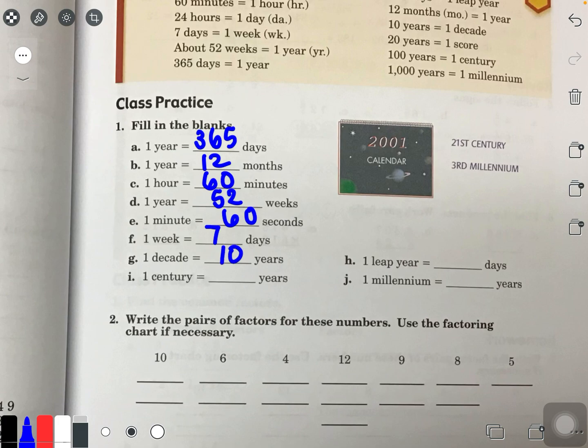Mason turned a decade back in September. 1 century is 100 years. 1 leap year is 366 days. And 1 millennium is 1,000 years. Now let's do number two.